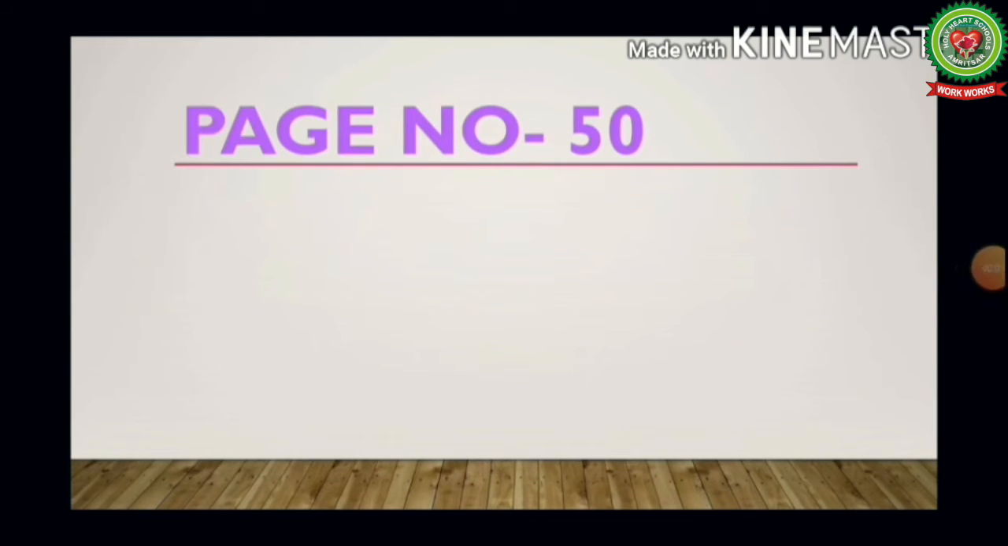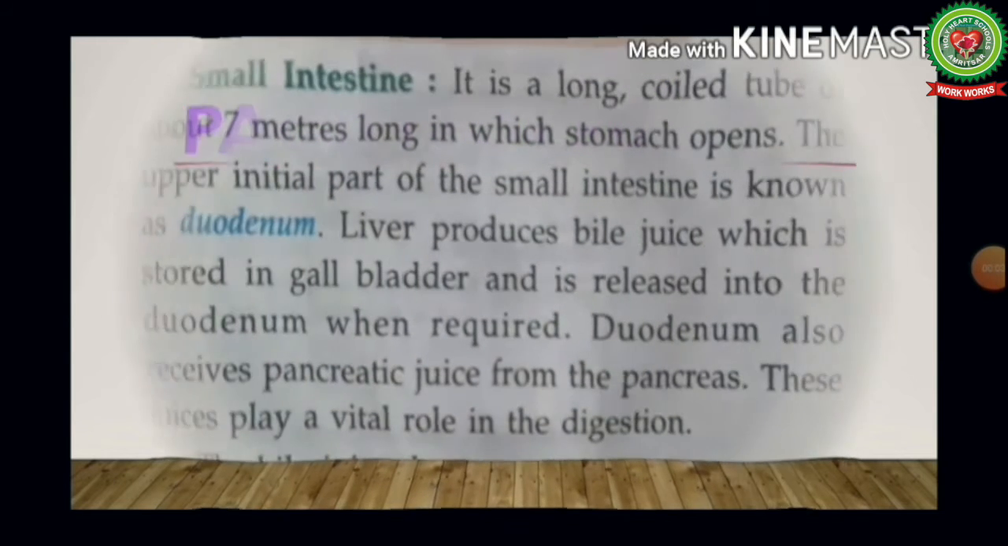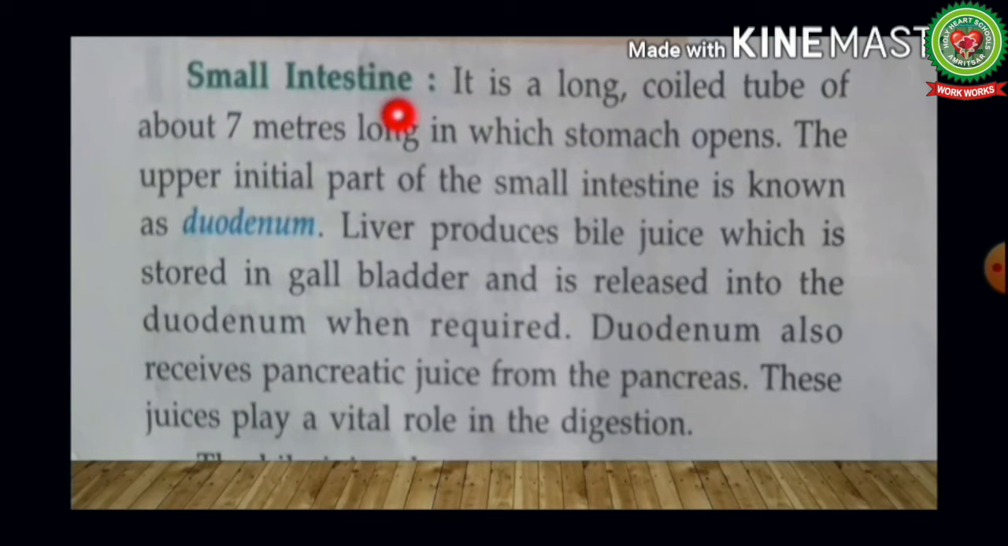Now come to page number 50. Let's start the reading of this topic. Small intestine. It is a long coiled tube of about 7 meters long into which the stomach opens. The upper initial part of the small intestine is known as the duodenum. The liver produces bile juice, which is stored in the gallbladder and is released into the duodenum when required. The duodenum also receives pancreatic juice from the pancreas. These juices play a vital role in digestion.